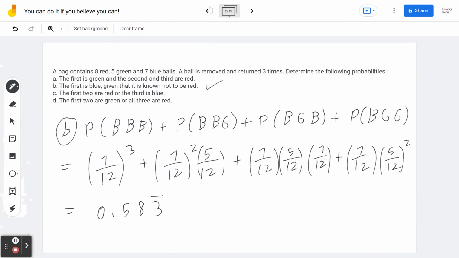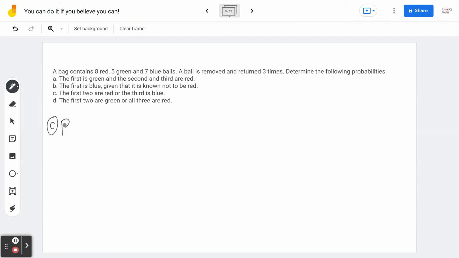Let me go back. Yep, I did write down part B. Good. This is where we say, okay, the first one's going to be blue. Amazing, right? Oops, sorry. I'm reading the wrong one. The first two are red. So I'm saying R and R.